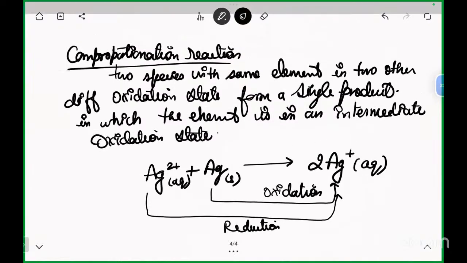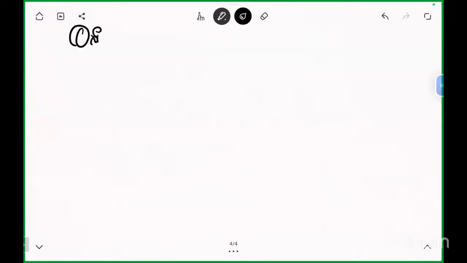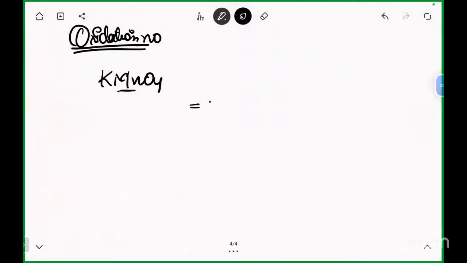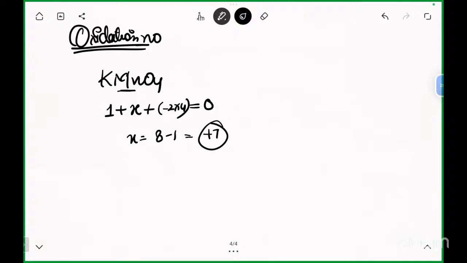One more important topic of this chapter is oxidation number. So how do we calculate oxidation numbers? For example, I have KMnO4. You have to find the oxidation number of Mn. If there is no charge, you put the sum equal to 0. Potassium is +1, and for Mn you just take it as X. Oxygen has a -2 charge and there are 4 oxygens, so -2 into 4. So X will be equal to 8 minus 1, that is 7. So here the oxidation state of Mn is 7.